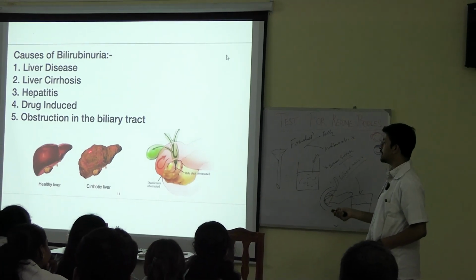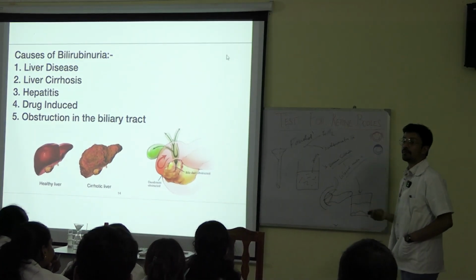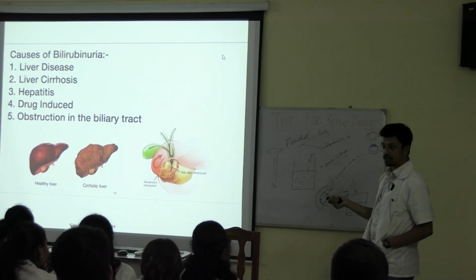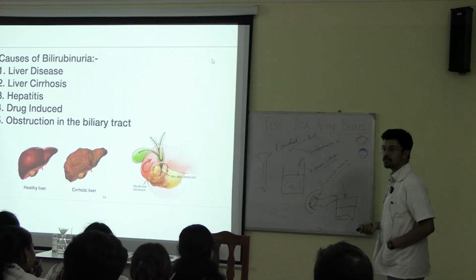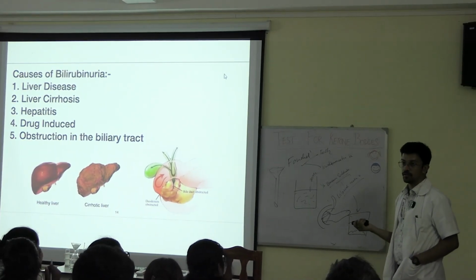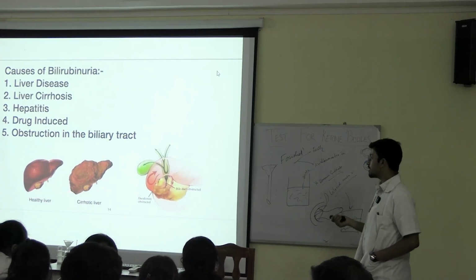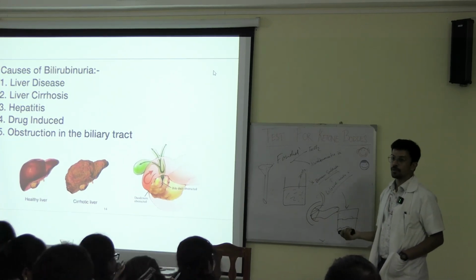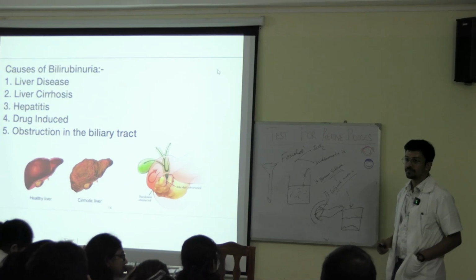And this is the cirrhotic liver. You were asking what happens in the liver. See how the normal liver looks, and now see how the cirrhotic liver looks. This has been completely damaged. The most common cause of cirrhotic liver is alcohol. Because of that this can happen, and the liver cells are not there, it is not functioning properly, then obviously it will lead to jaundice.